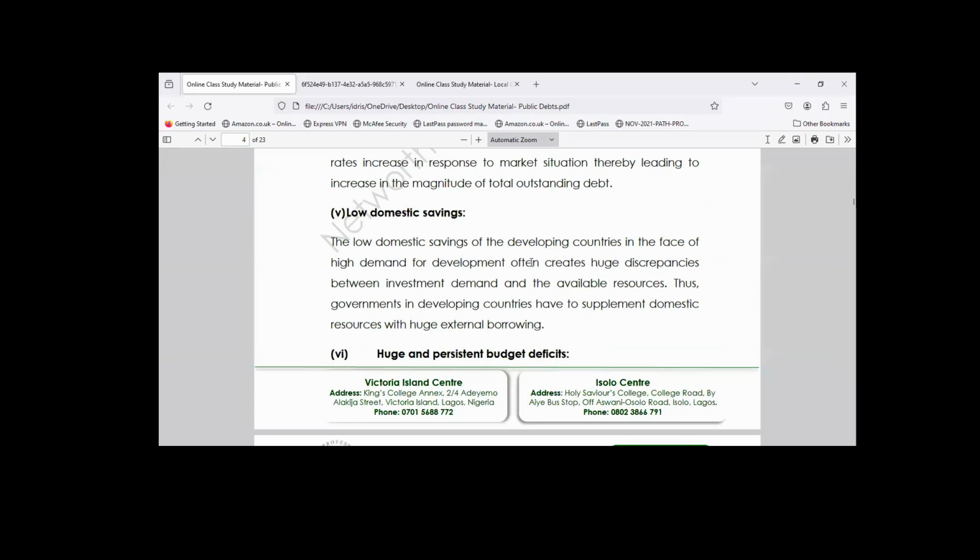Low domestic savings. We don't save. Government don't save for rainy day. If government have enough money now, they will spend it. They didn't consider what will happen in the future. Our external reserve fund, there's nothing there again. They have used it, finished. We don't save for rainy day. And when we need money, since we don't save for rainy day, we don't have any option than to go and borrow. So that is that.